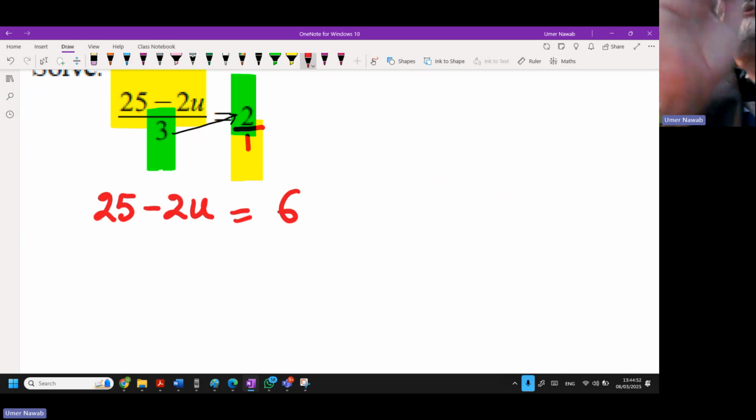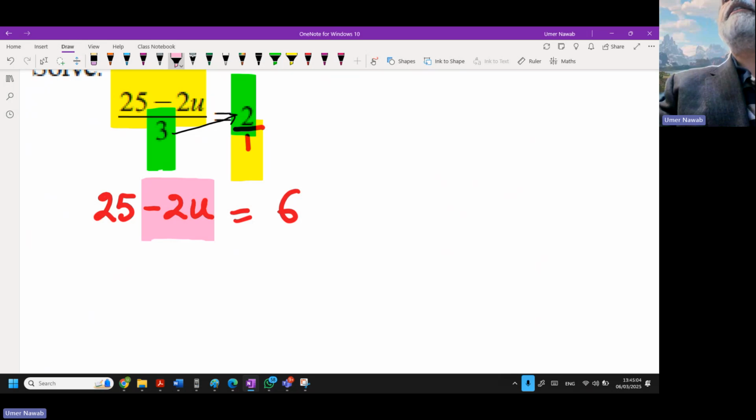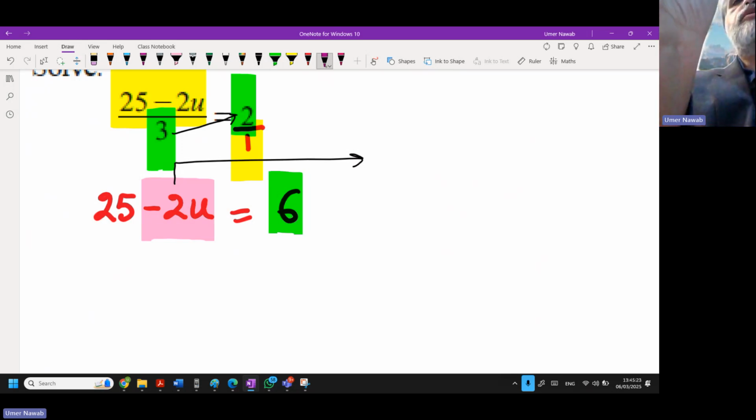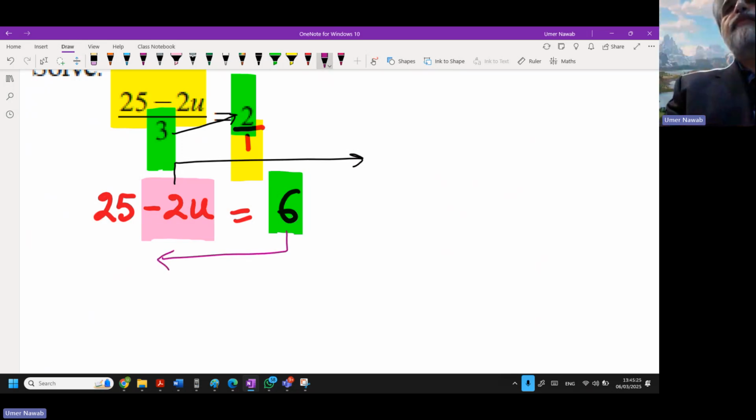Now, again, you have to think. Mr. Umar said, where is the subject term? So as per my asking, the subject term is on the left-hand side with a negative sign. So my advice to you always is, don't keep the subject term negative. Try to keep it positive. So in order to make it positive, I need to push the minus 2u to go to the right. And at the same time, I will push the 6 to go to the left.